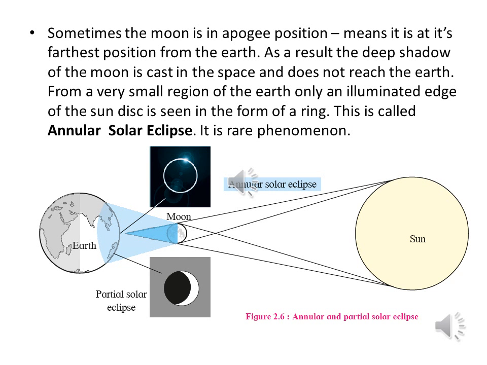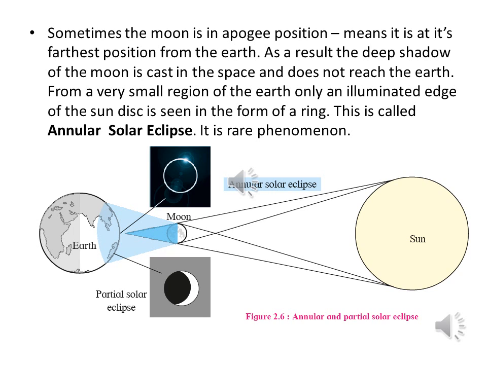Sometimes the Moon is in apogee position, that is, it is at its farthest position from the Earth. As a result, the deep shadow of the Moon is cast in the space and it does not reach the Earth. But from a very small region of the Earth, only an illuminated edge of the Sun disk is seen in the form of a ring. This is called annular solar eclipse. It is a rare phenomenon.